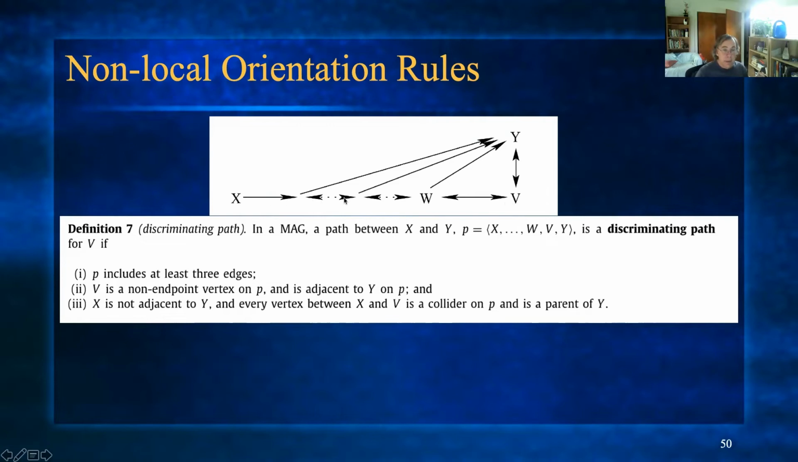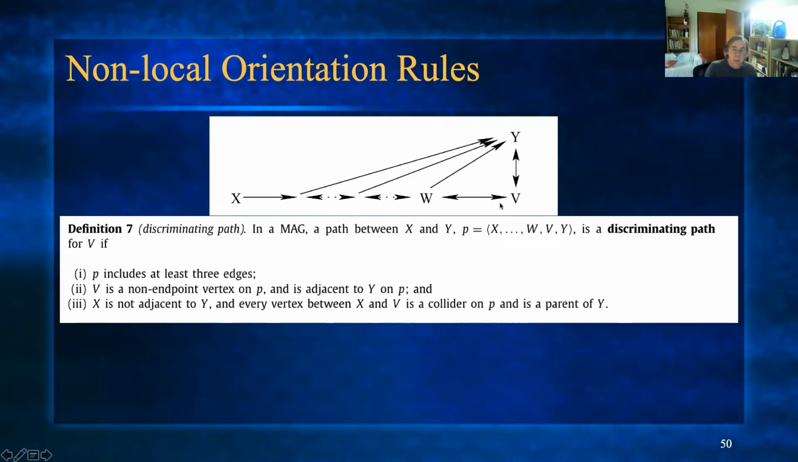So I could put as many variables as I want between X and V along this path, as long as this path contains only colliders, and each of the colliders is a parent of Y. What that means is that in order to ultimately construct the PAG from the independence models, it's going to be computationally and statistically more difficult, because we would have to condition on all of the variables along this path and then not condition on V. And so you're conditioning on a very large subset, and you're having to look at a lot more conditional independence tests in order to figure out whether there's a collider here or not. So that's with respect to orientations.